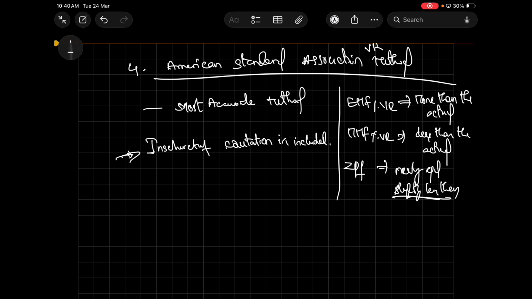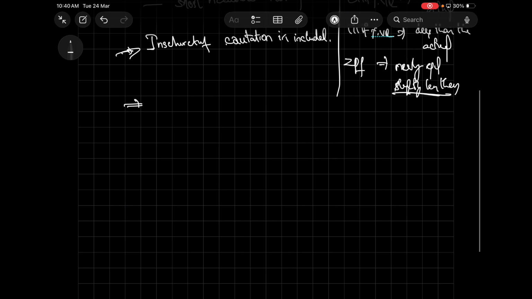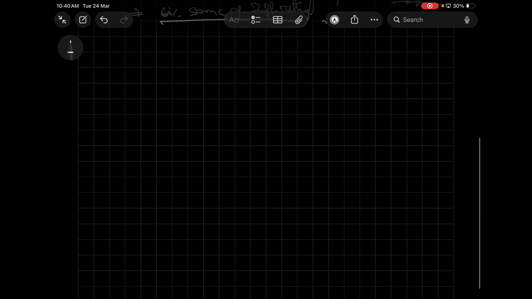Out of that, we have 4 methods. The EMF method is giving more percentage voltage regulation, MMF less than that, ZPF is nearly equal, but we are not considering the unsaturated excitation. Here in the ASA method, we are considering the unsaturated excitation here. So the advantage is that this method is 60% the same as the ZPF method. Let's try to draw the graph.